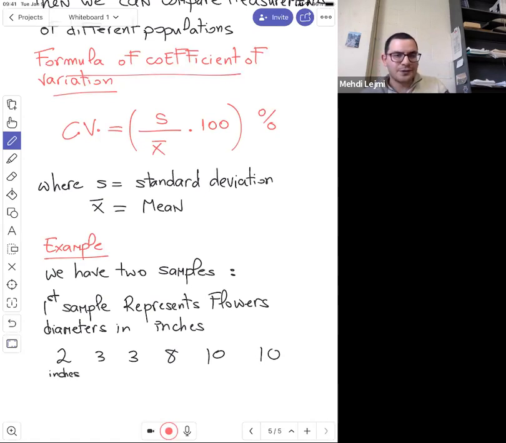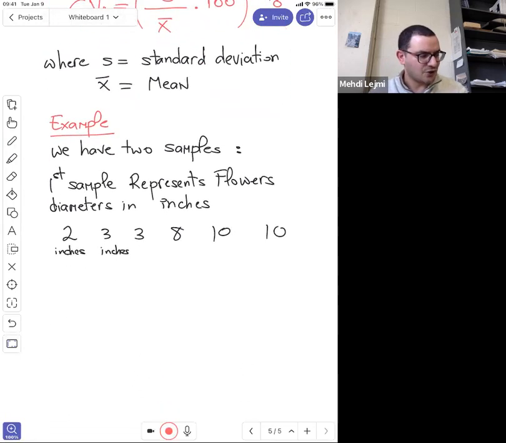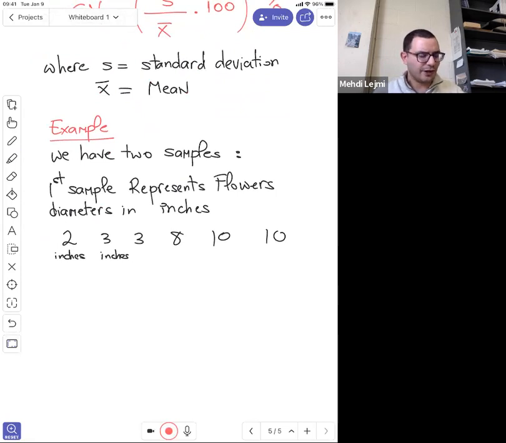So the data values here depend on the units, which is inches. When I say 3, this is supposed to be the flower diameter, so this is 3 inches. The data values depend on the units. So this is my first sample, and we actually computed the standard deviation, right? We said it's 3.74 inches. All right, so we computed S.